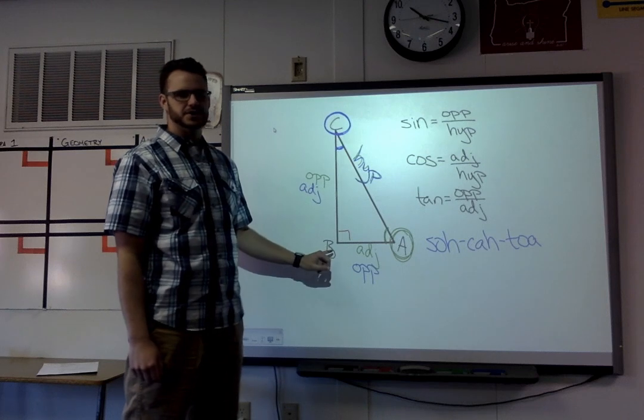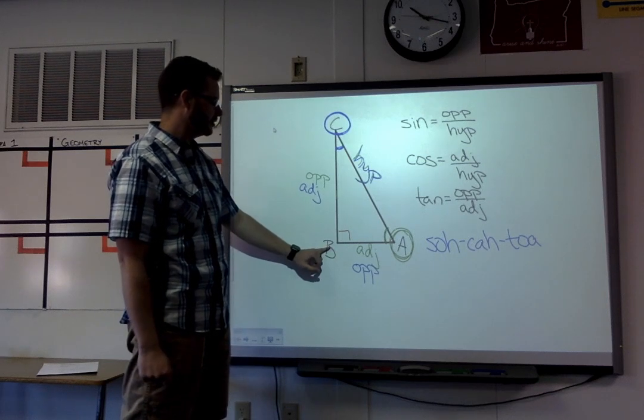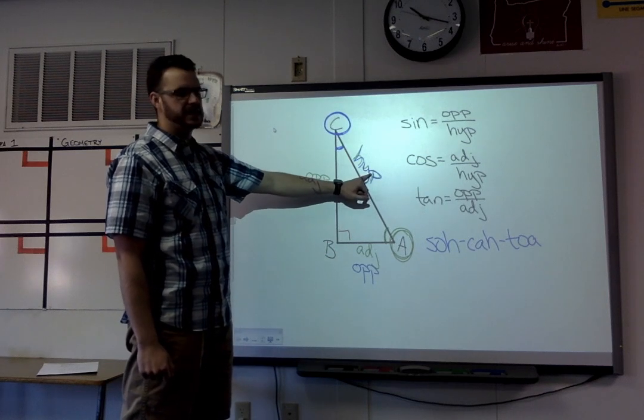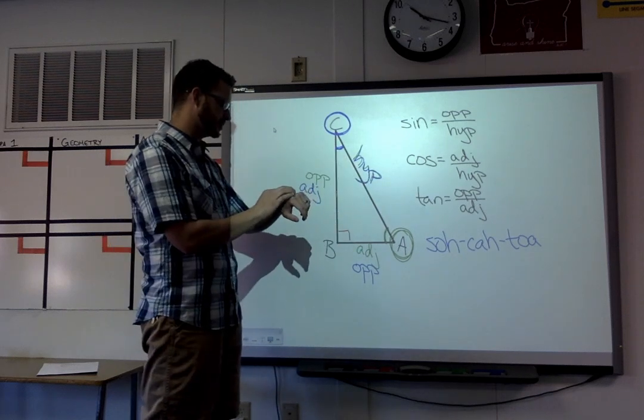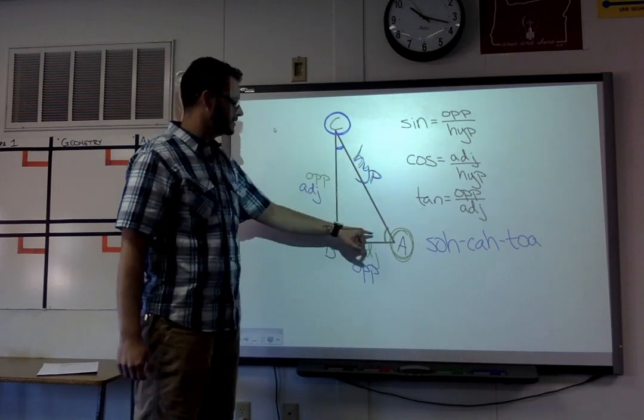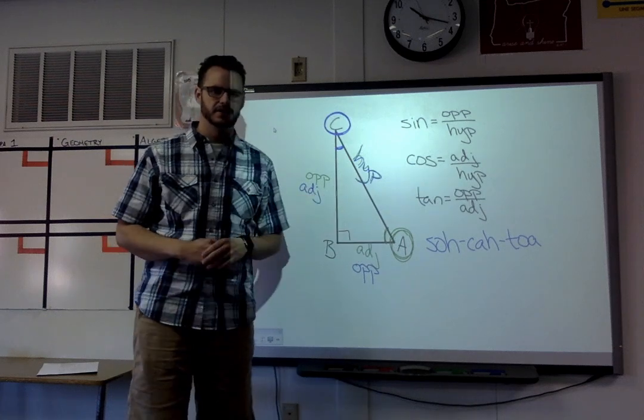We're not going to use the trig functions for the right angle because then your opposite side and your hypotenuse are the same thing. You're only going to be using these trig functions on the angles that are not the right angle.